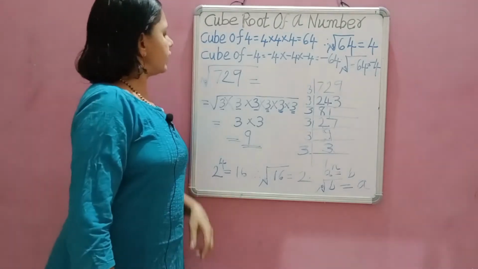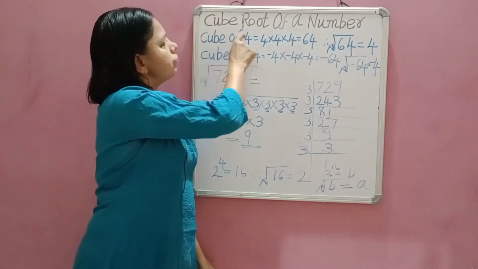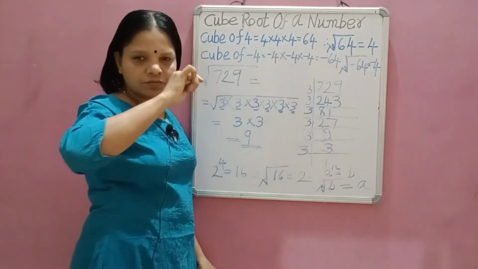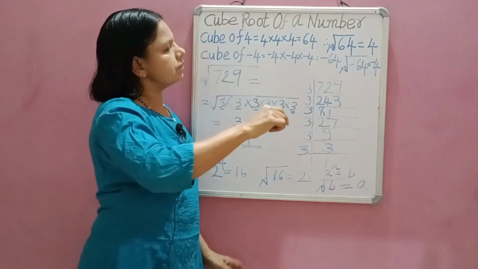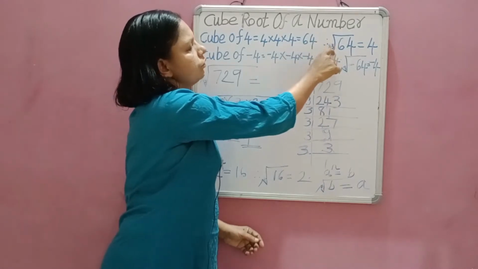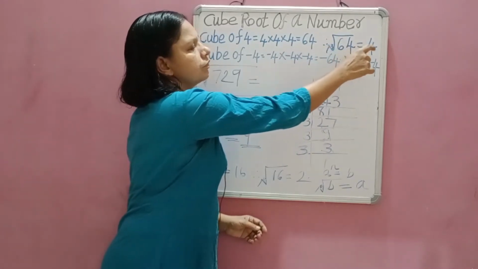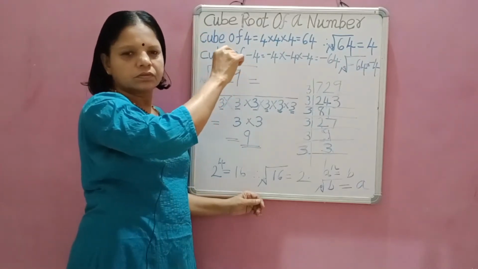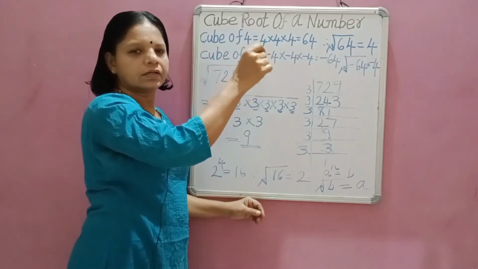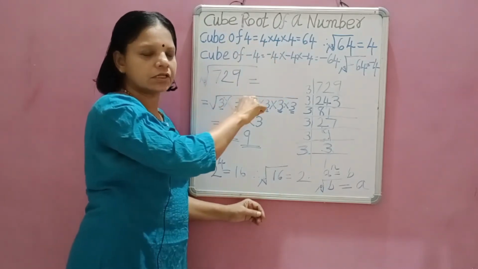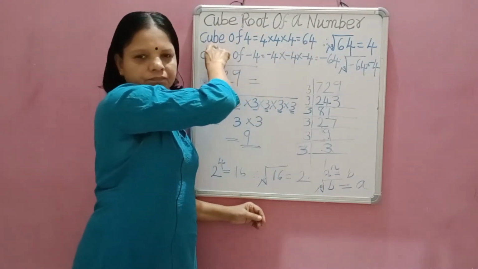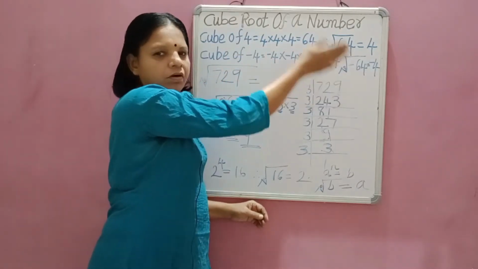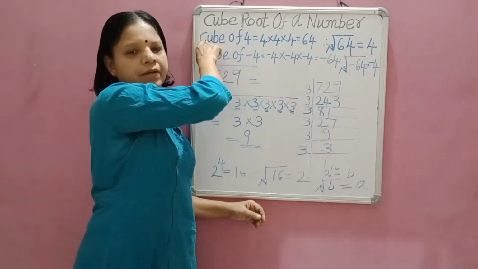Clear? So here see the example. Cube of 4. 4 into 4 into 4 equal to 64. So we can say that cube root of 64 is equal to 4. So root is obtained by repeated division, or we get the number back. 3 times the same number is multiplied. On dividing 3 times, we will get the number back.